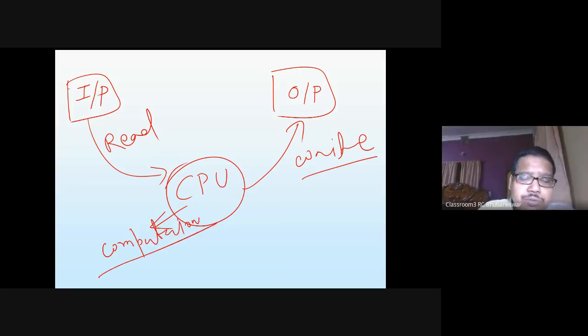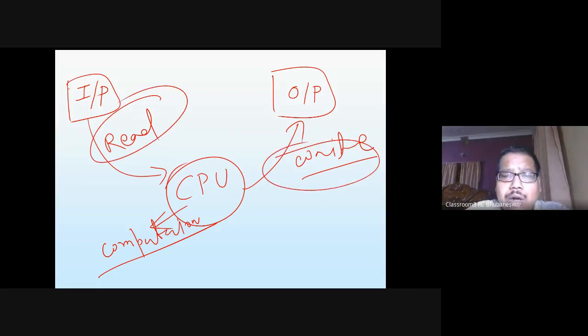A CPU is used for computation, as well as for reading data from the input device and writing the data to the output device. But now the question is: have you purchased your processor to read and write data to your input and output devices in a required time or in a need of time?